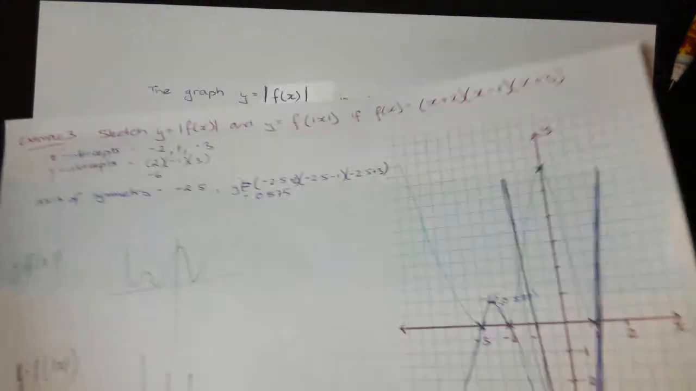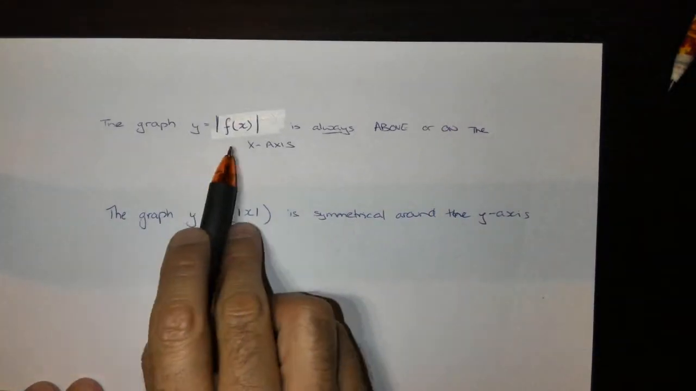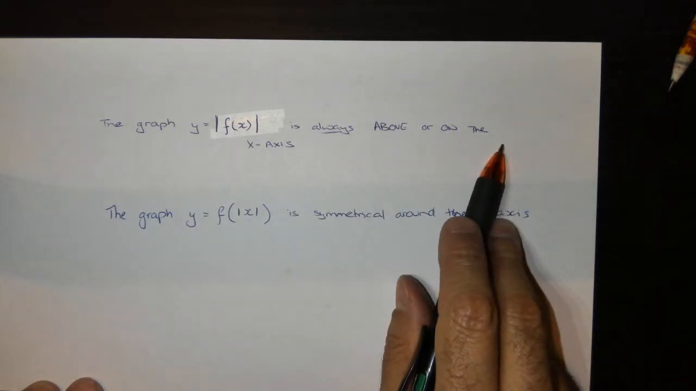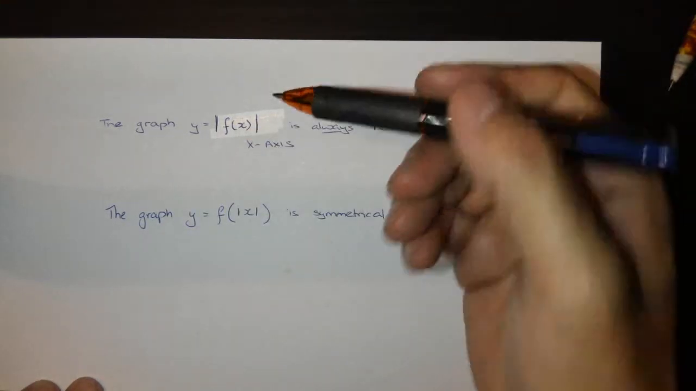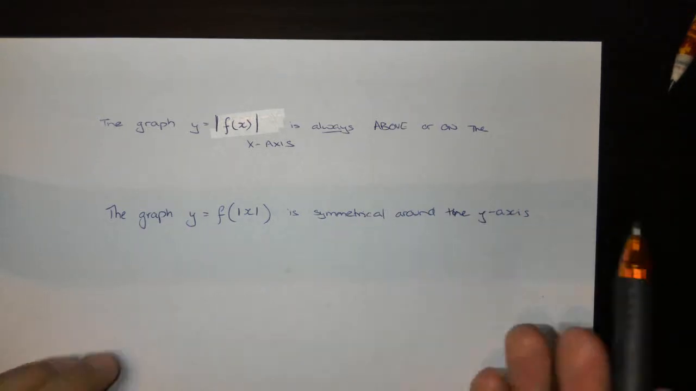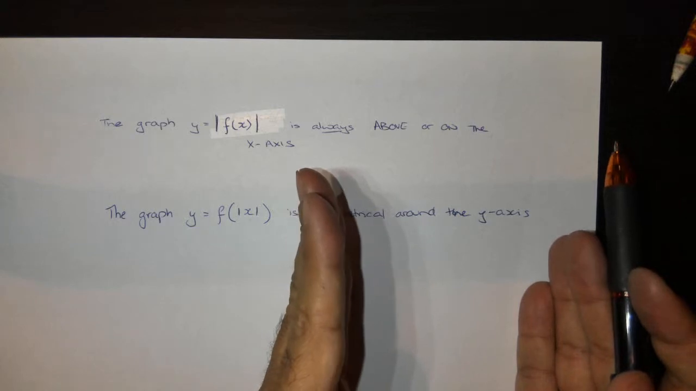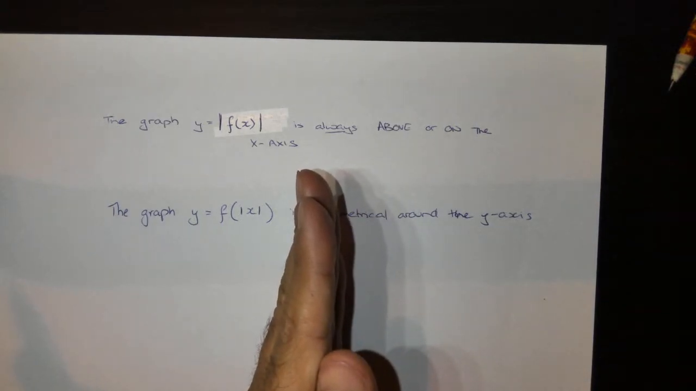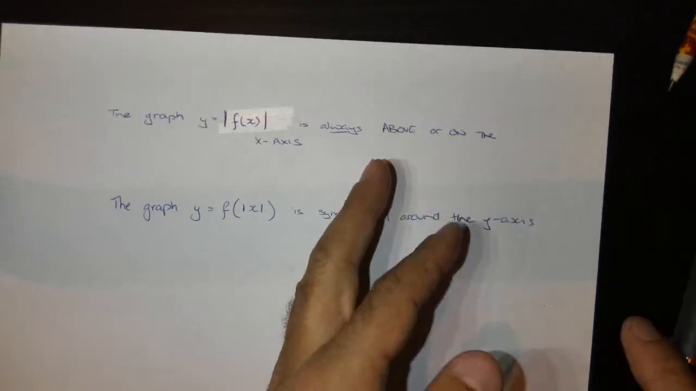Okay, so the key important things to remember: the graph of the absolute of f of x is always above or on the x-axis, and when we're graphing f of absolute x, it's symmetrical about the y-axis. So we see what's on the positive side of x, and we reverse it for the negative x values, around the y-axis.